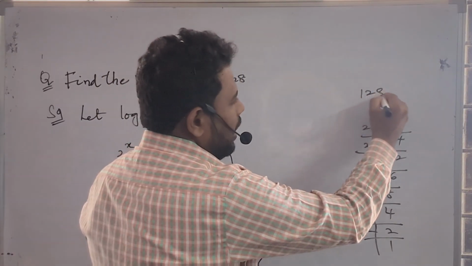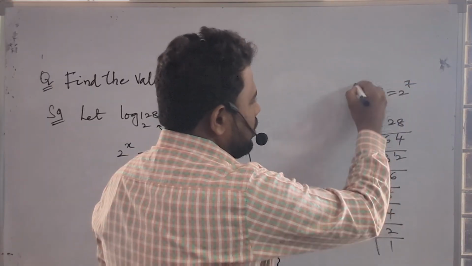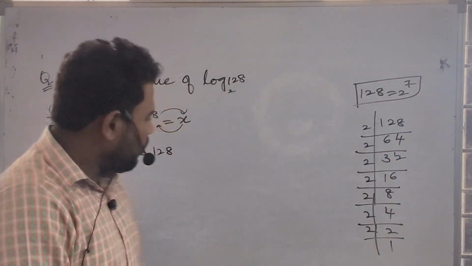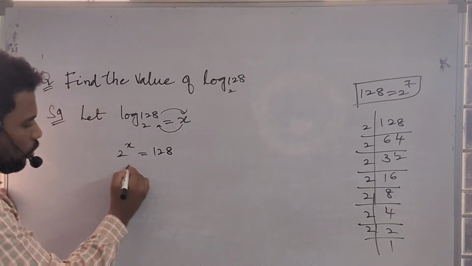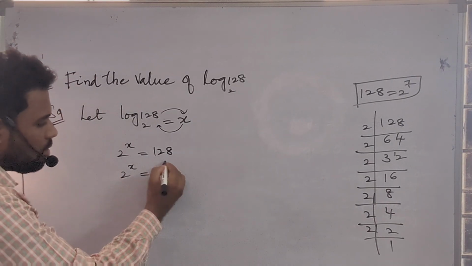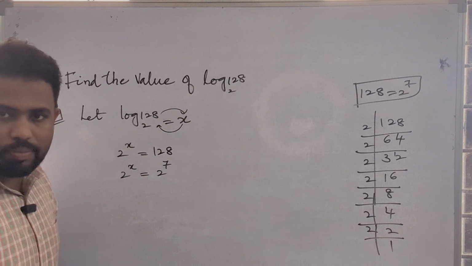So what is the value of 128 here? 2 to the power of 7. So here in place of 128 we can write 2 to the power of 7. So 2 to the power of x equals 128 can be written as 2 to the power of 7.